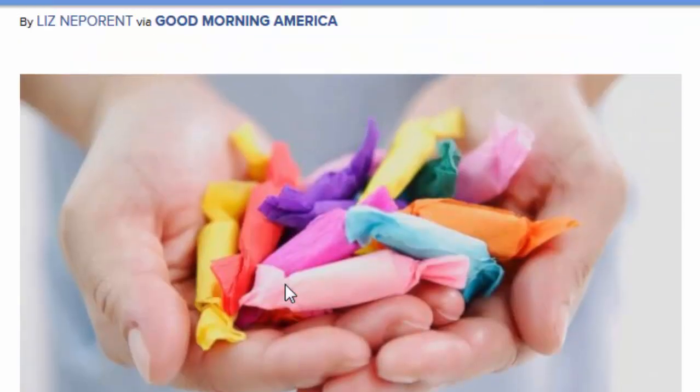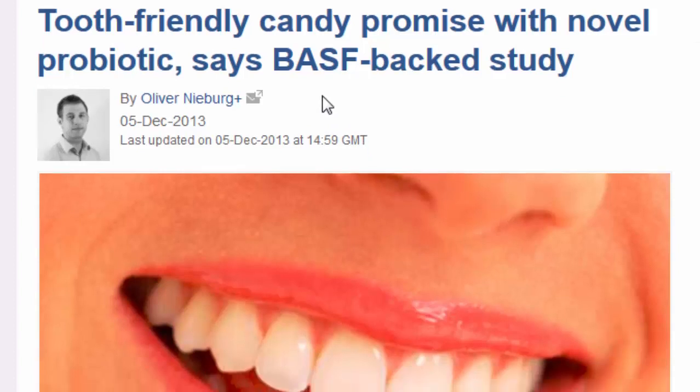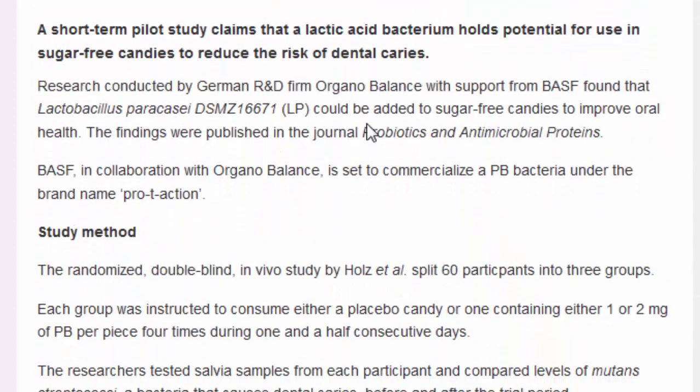Now I want to find a little bit more about the research. How did they set it up? And I found, because they told me who created the study, so BASF backed, and what group did it, and I found Organobalance, a German company. They said a short-term study claims that a lactic acid bacterium holds potential for use in sugar-free candies to reduce the risk of dental cavities, is what they're really referring to.